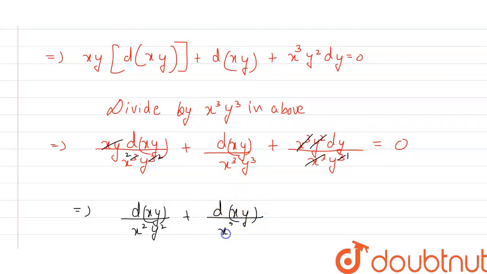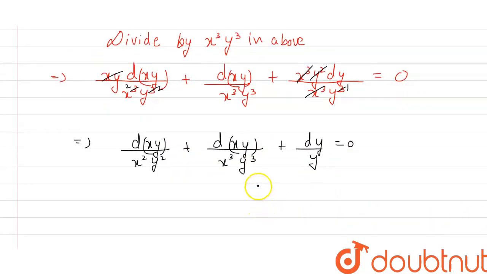x cube y cube. Okay, and plus of here left only dy by y, so dy by y equals to 0, right? No difficulty till here, because we are going step by step.